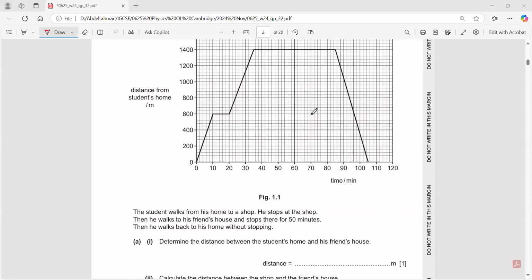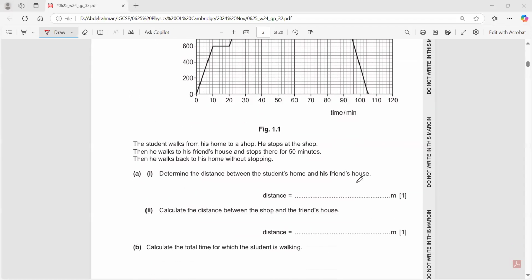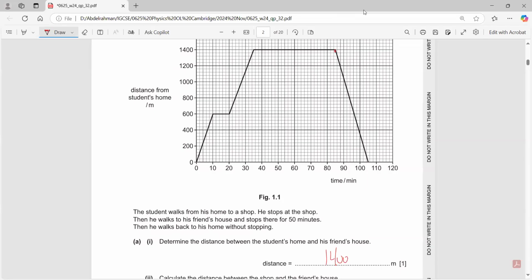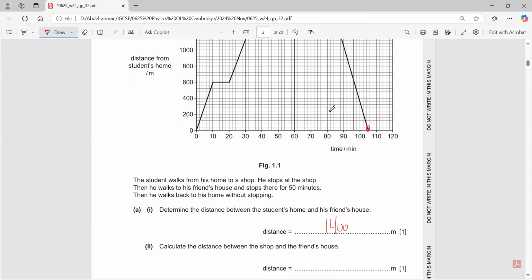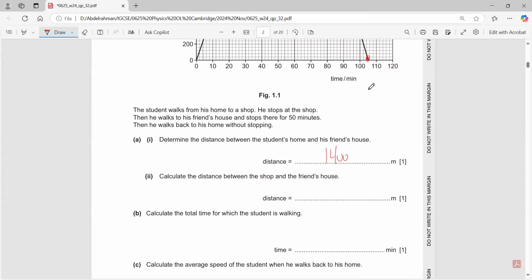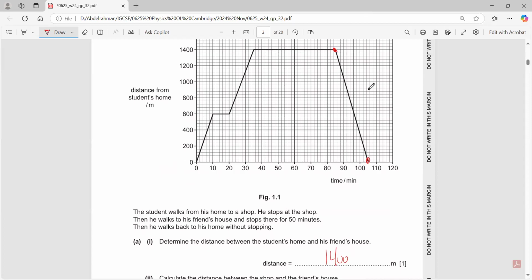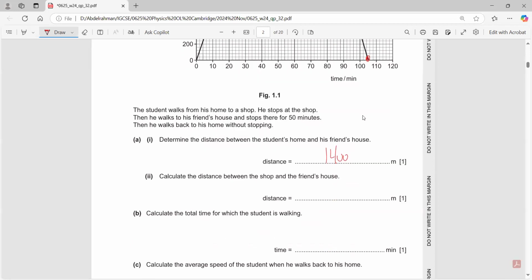It is 1,400 meters. From his home to his friend's house is 1,400. So this is at his friend's house, and this is at his home. Next, calculate the distance between the shop and the friend's house. Started at 600, ended at 1,400, so the distance is 800 meters.